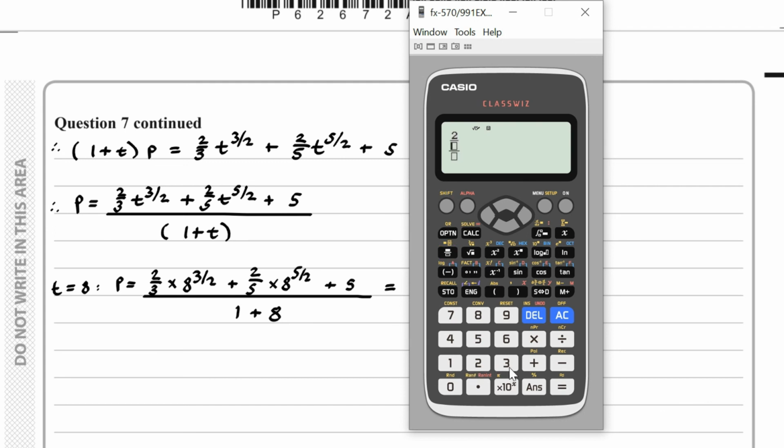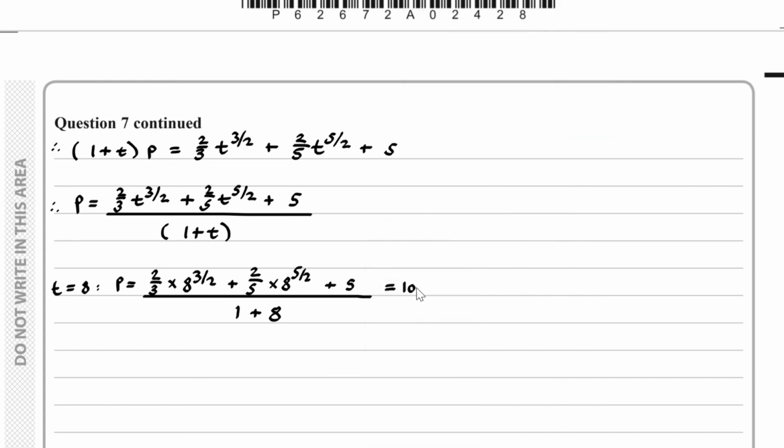So if we work all of this out, we have 2/3 times 8 to the power of 3/2 plus 2/5 times 8 to the power of 5/2 plus 5, divided by 1 plus 8, it turns out we get 10.27, etc. And therefore the number of bacteria after 8 hours is 10277. The reason for that is P is in thousands.